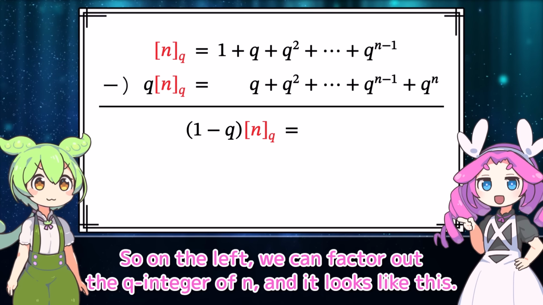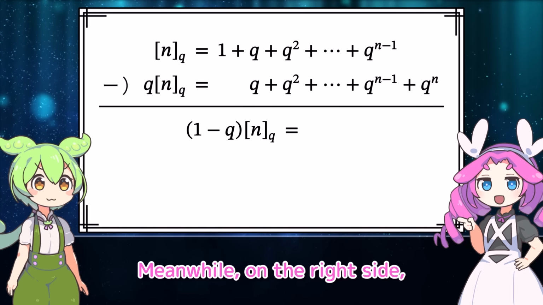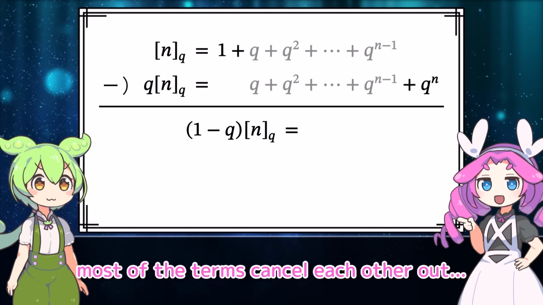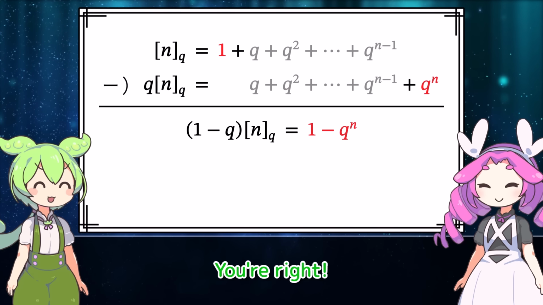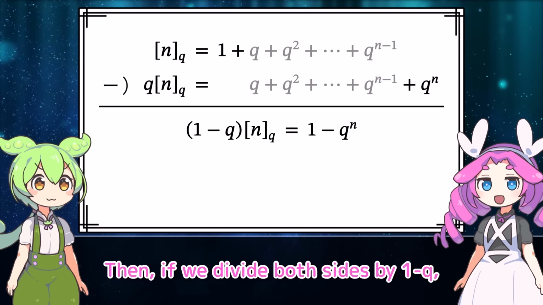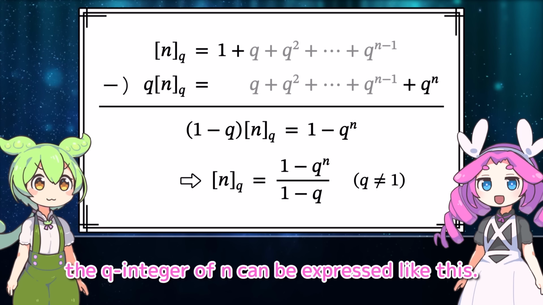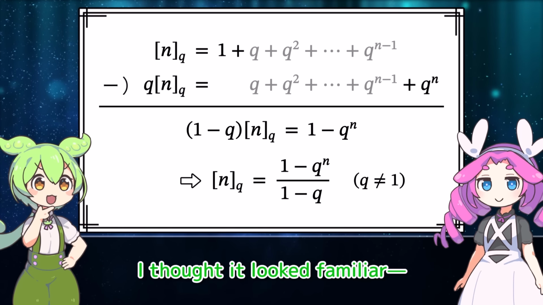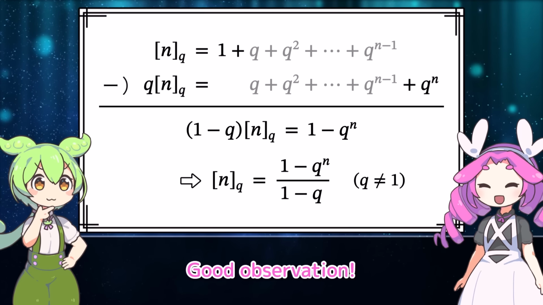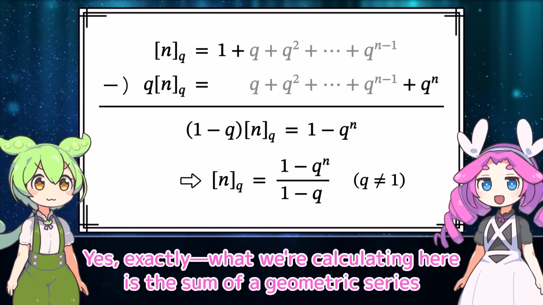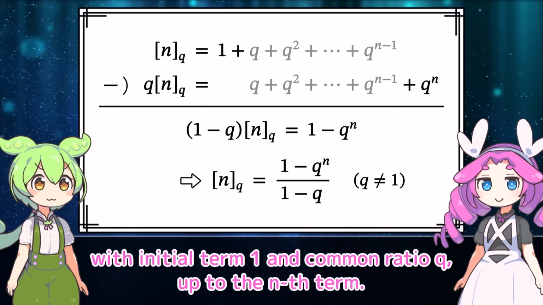So on the left we can factor out the q integer of n, and it looks like this. Meanwhile, on the right side, most of the terms cancel each other out. And what remains are just 1 and q to the n. You're right. Then, if we divide both sides by 1 minus q, the q integer of n can be expressed like this. I thought it looked familiar. This is the sum of a geometric series. Good observation. Yes, exactly. What we're calculating here is the sum of a geometric series with initial term 1 and common ratio q up to the nth term.